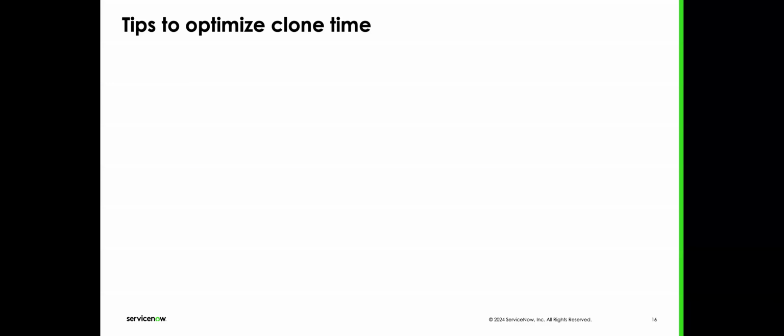Tips to optimize clone time. One thing to keep in mind is the time it takes to clone is proportional to your data size. So your primary database, the speed that we're working with is around 1 terabyte an hour. So if you have a very large primary, let's say 20 terabytes, it will take around 20 hours. And there are some additional factors that can reduce or increase this time.